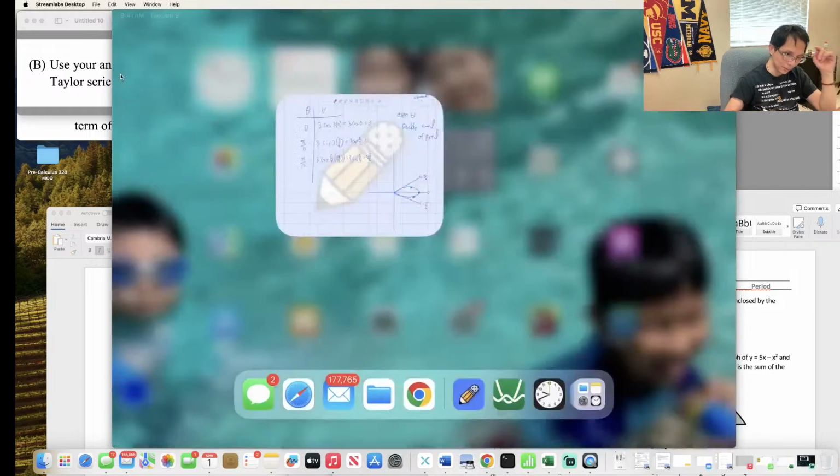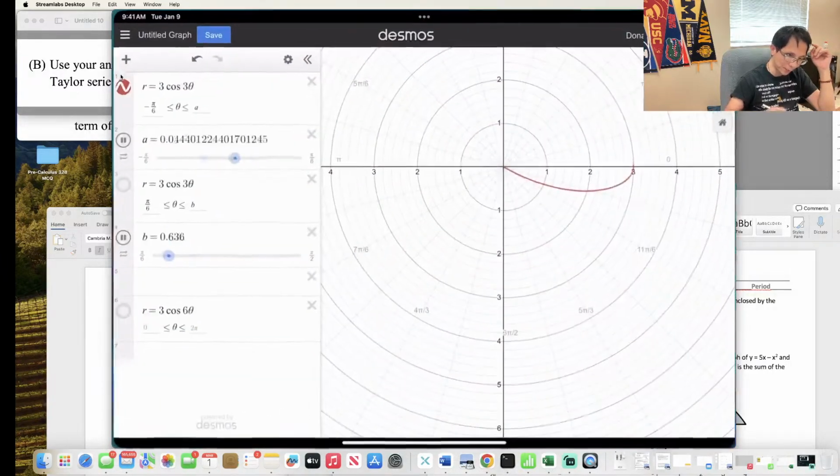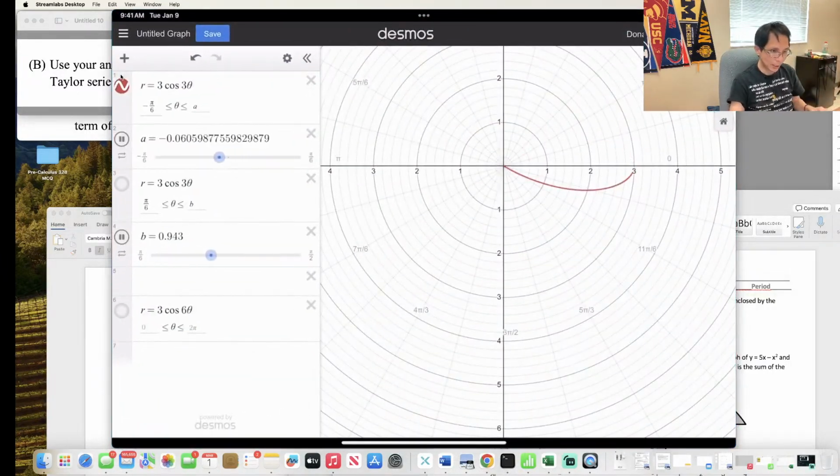I'll show you on Desmos, because Desmos does a fairly better job than I do. The first one, the red one, is going to be between negative pi over 6 and positive pi over 6. It's going to form that one perfect petal there.